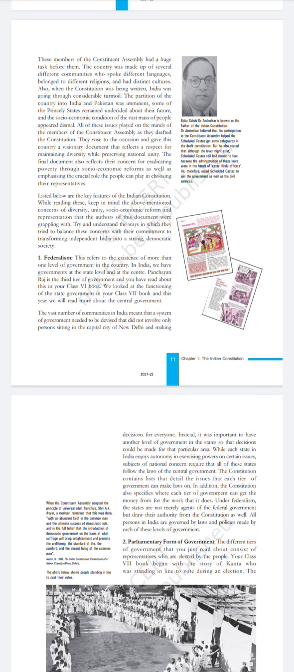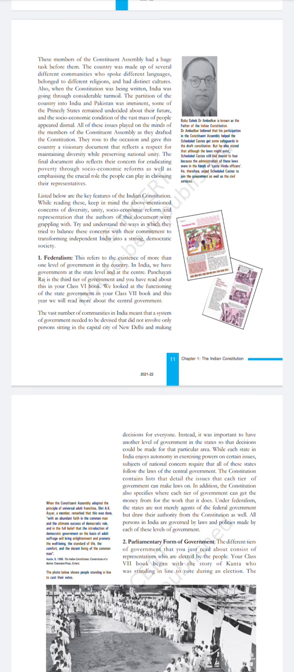Federalism. This refers to the existence of more than one level of government in the country. In India, we have governments at the state level and at the center. Panchayati Raj is the third tier of government, and you have read about this in your class 6th book. We looked at the functioning of the state government in your class 7th book, and this year, we will read more about the central government.